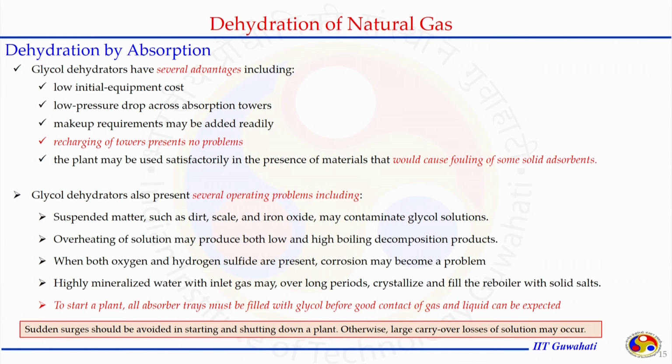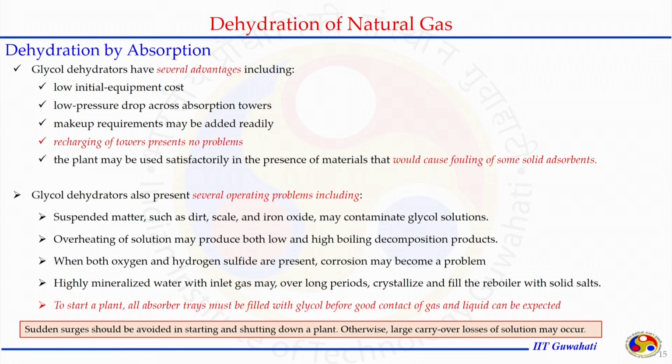Overheating of the solution may produce both low and high boiling decomposition products. For example, if we have TEG, decomposition of TEG may produce different compounds, and those are going to take part in the absorption process, and the process will become less efficient.